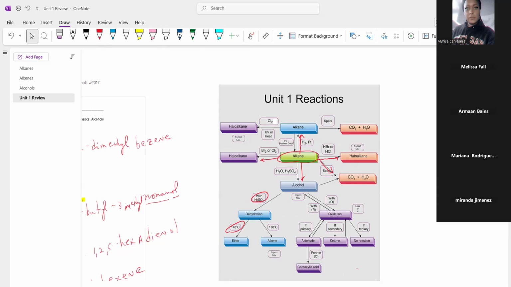Now that's a really good thing to study for the test because it's got reactions in it, it's got naming, drawing structures, etc.